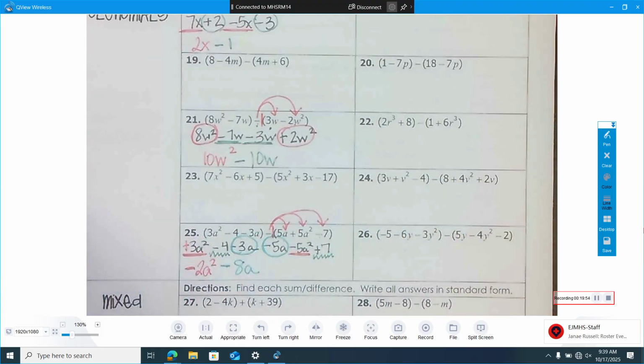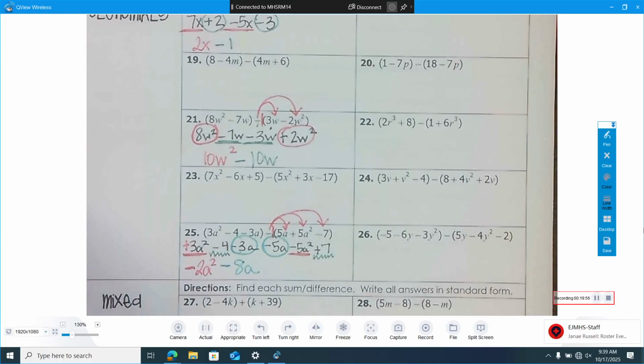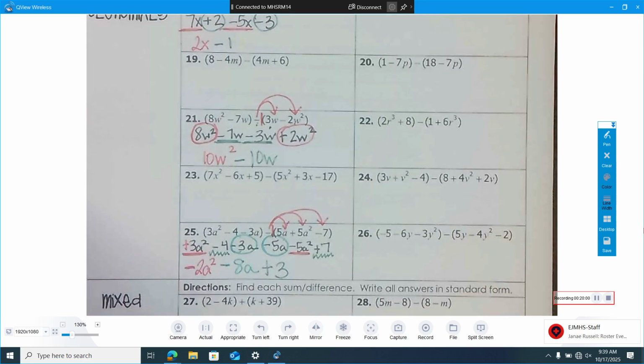A -4 and a +7. Who wins? Positives by how many? 3. All right, beautiful, ladies and gentlemen.